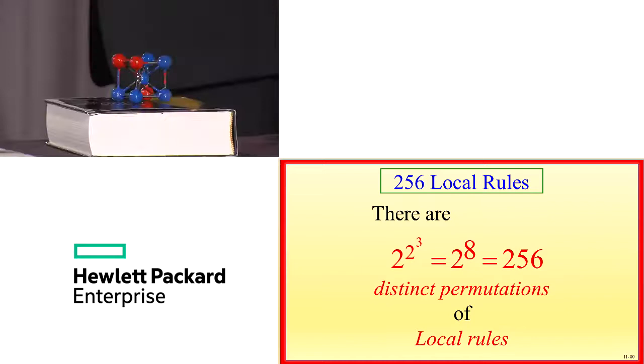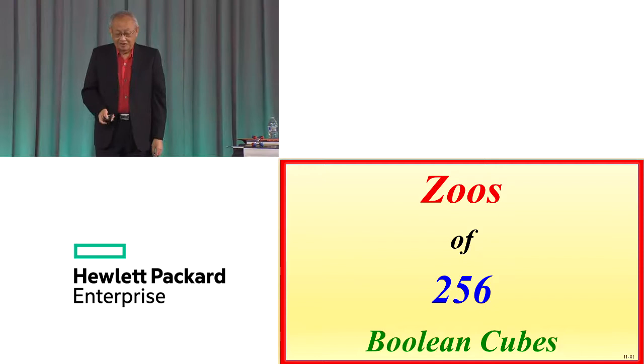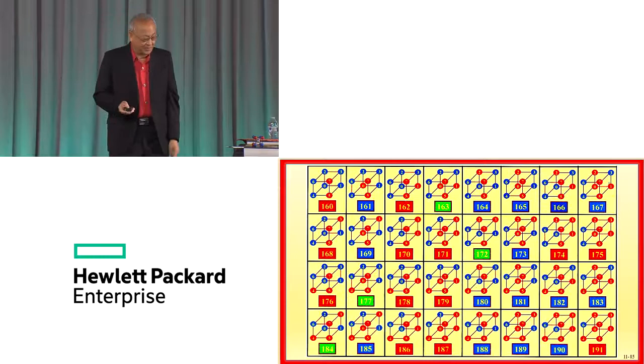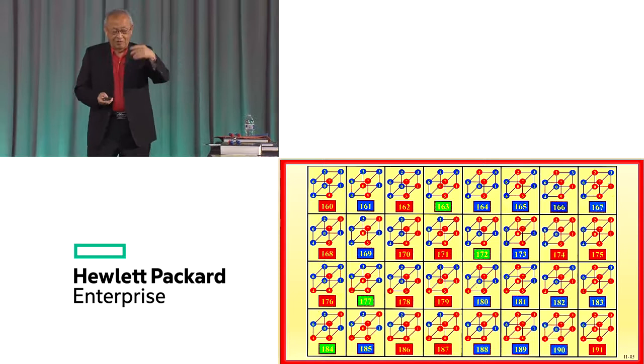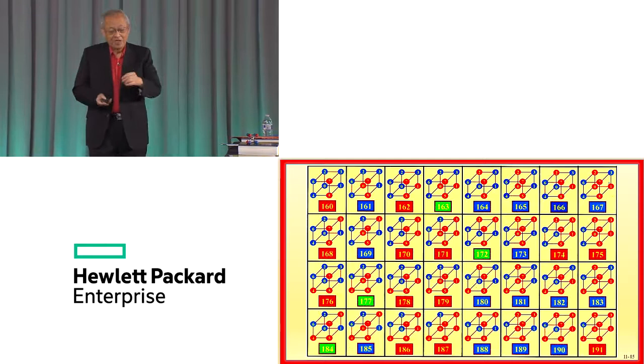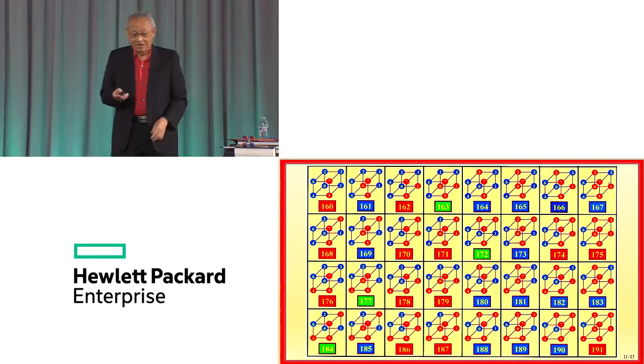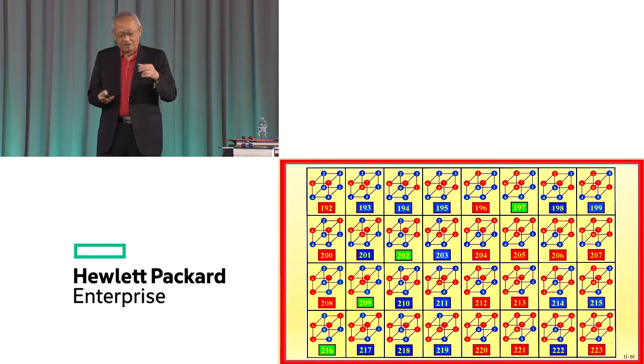So we now have a zoo of 256 Boolean cubes, and you can list all of them. I have a table of all of that, just two pages here. So this is all kid stuff now. Every one of them is just a different color. Imagine real kids with 256 plastic things that they can play with. And you notice that there are three colors, and I'll show you why there are three colors.